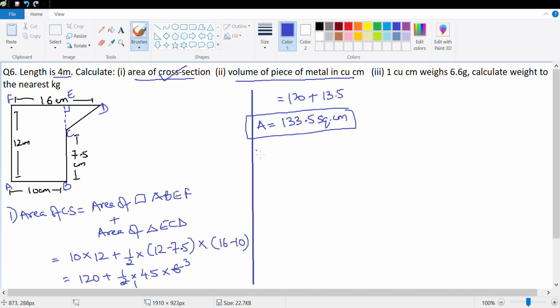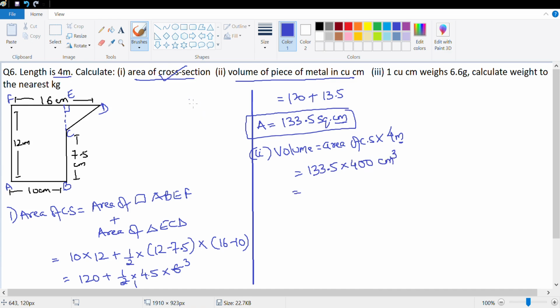Next part of the question, it says volume. We know volume is equal to area of cross section multiplied with the length, in this case 4 meter. We notice that this is given in centimeter, this is in meter, so let's convert meter into centimeter, and this would be 133.5 multiplied with 400 centimeter cube.